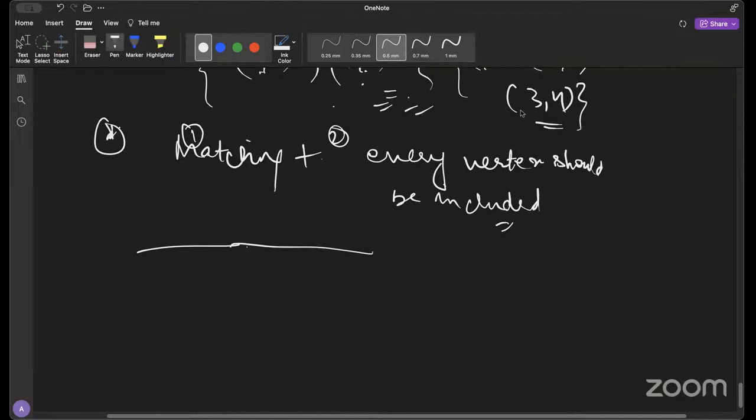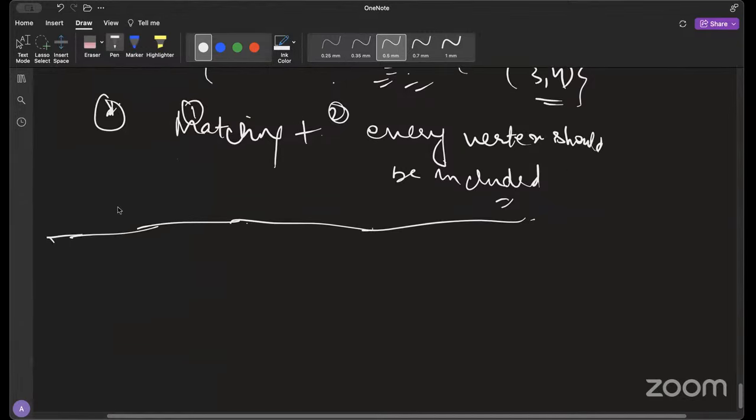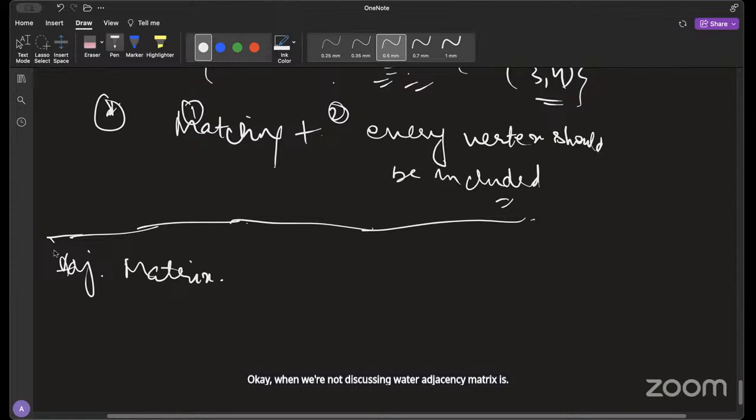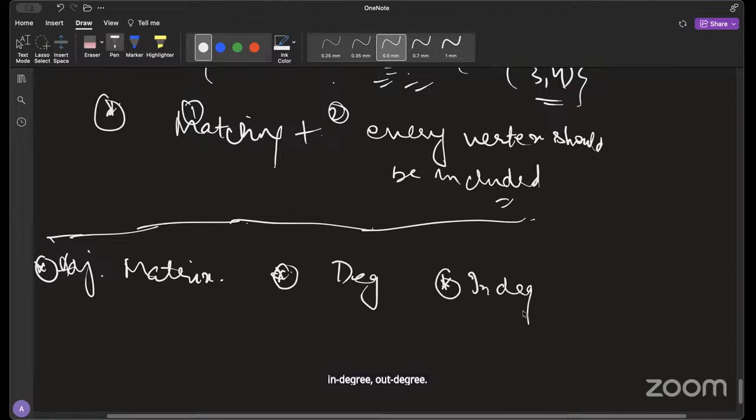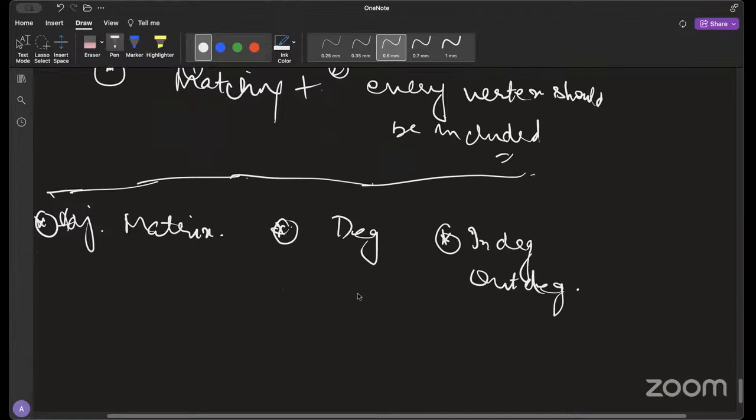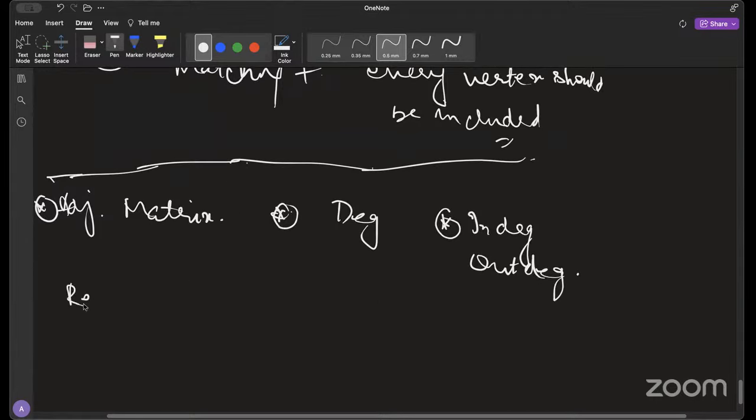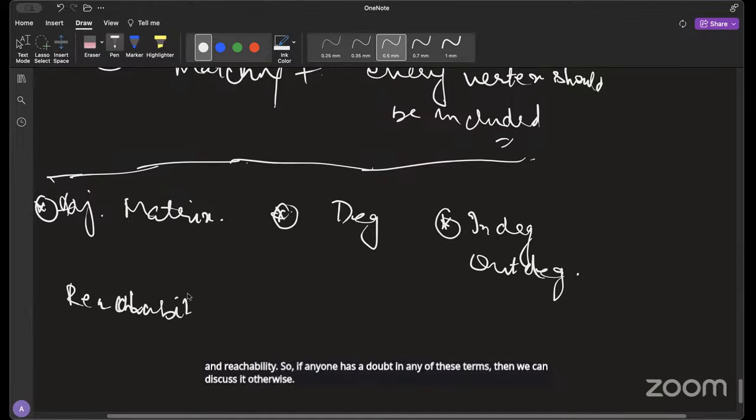Is there a doubt? Okay, then we're not discussing what an adjacency matrix is. I'm just writing the terms here, and then you have degrees of vertices, in degree, out degree, and reachability. If anyone has a doubt in any of these terms, then we can discuss it. Otherwise, we're not discussing it.